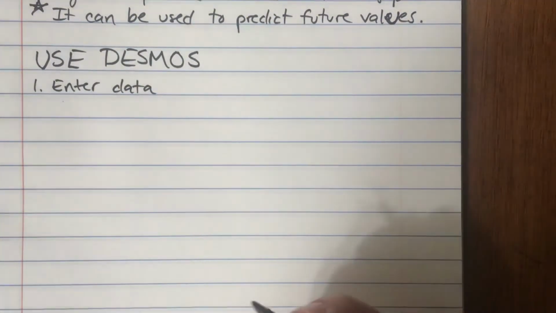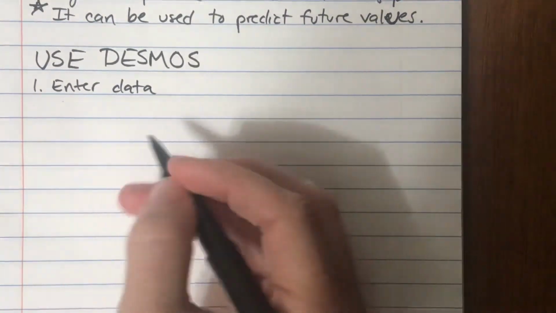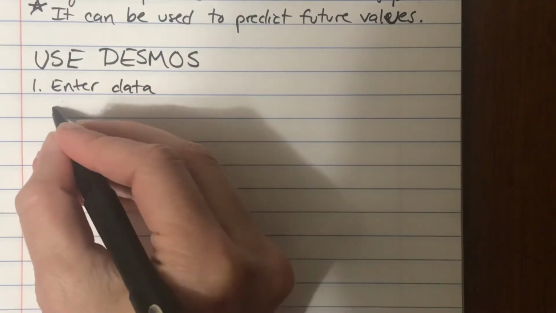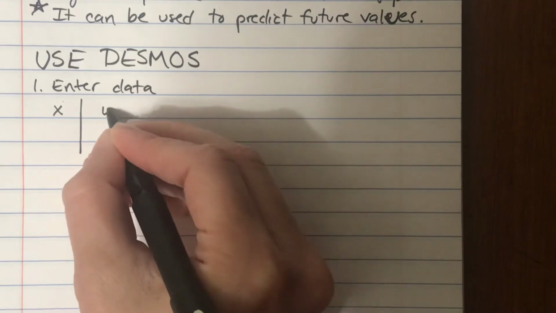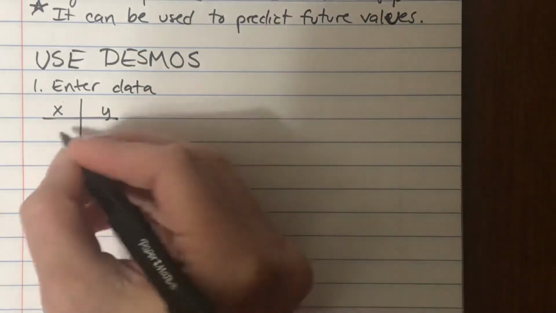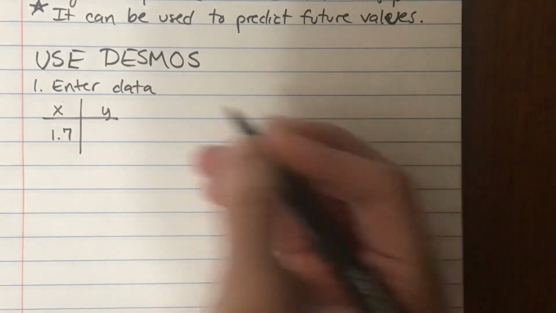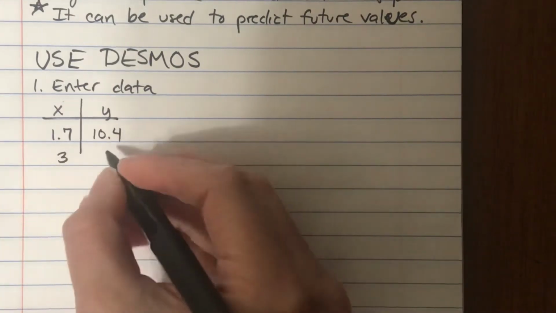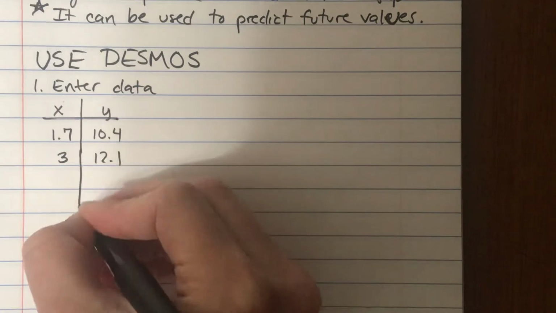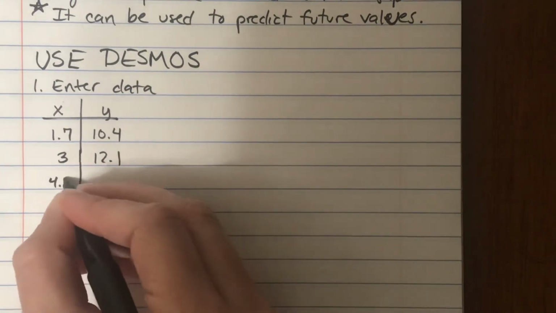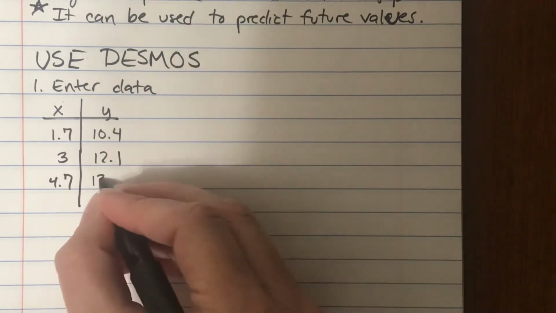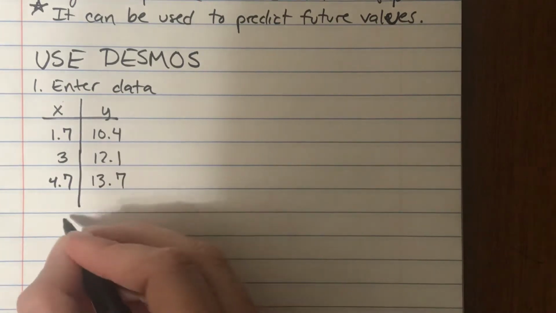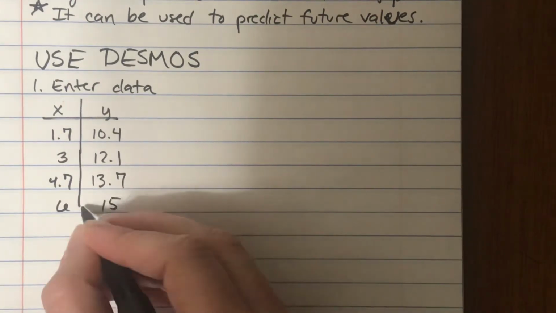Now, we need some data first, right? So I'm going to give you just some data. So we're going to be given some X values and some Y values. Now, we could make up a story about what these values actually mean. So I'm going to do 1.7, 10.4, 3, 12.1, 4.7, 13.7, 6, and 15. And so we'll stop right there.